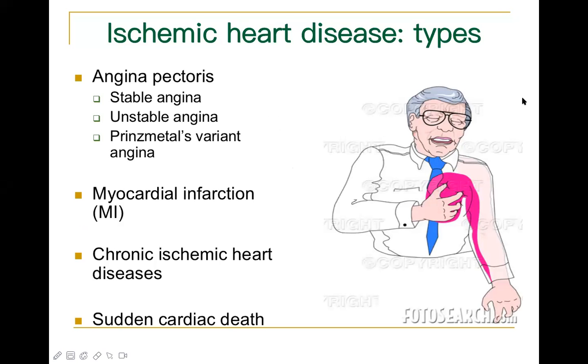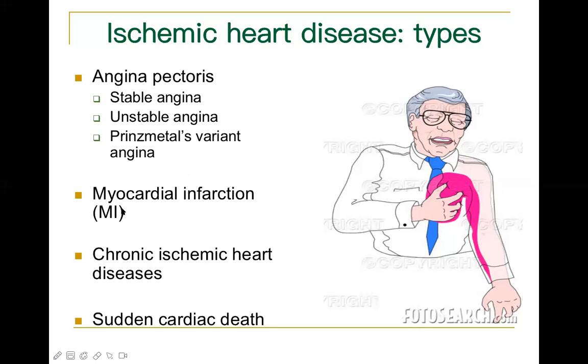Now let's classify what the types of ischemic heart disease are. The important types are angina pectoris, myocardial infarction, chronic ischemic heart disease, and sudden cardiac death. Regarding angina pectoris, we have three types: stable angina, unstable angina, and Prinzmetal's variant angina. In pharmacology also, you must have studied this before, so it is a bit easy for me. Angina: stable angina, unstable angina, and Prinzmetal's variant angina.